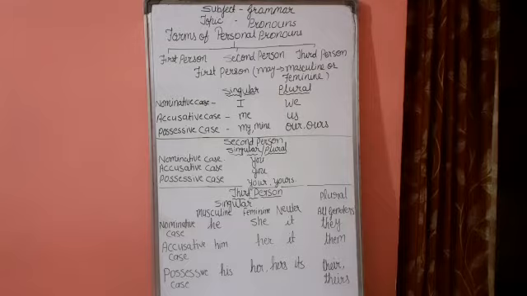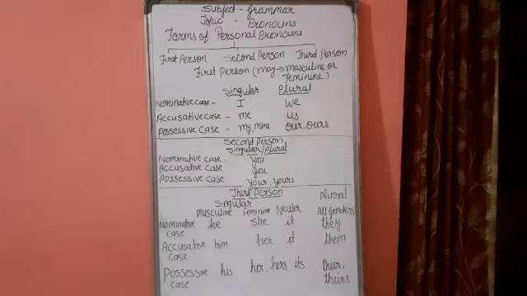Here in the possessive case, 2 pronouns have been given. For the singular, my and mine. My is used as a possessive adjective and mine is a possessive pronoun. Now for the plural, we will see that our is a possessive adjective and ours is a possessive pronoun. Now we will see the second person.